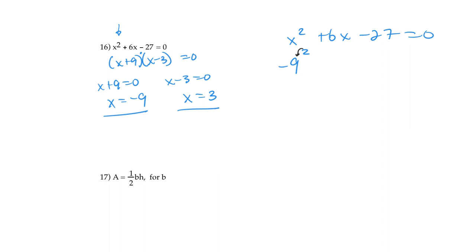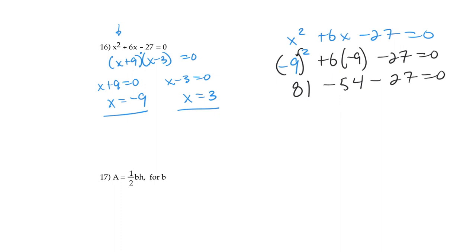So to make sure that you get that correct, you want to put this in brackets. Okay, plus 6 times minus 9, minus 27, is that equal to 0? So negative 9 squared gives you a positive 81, minus 54, minus 27, indeed gives you 0. Okay, so careful with that.